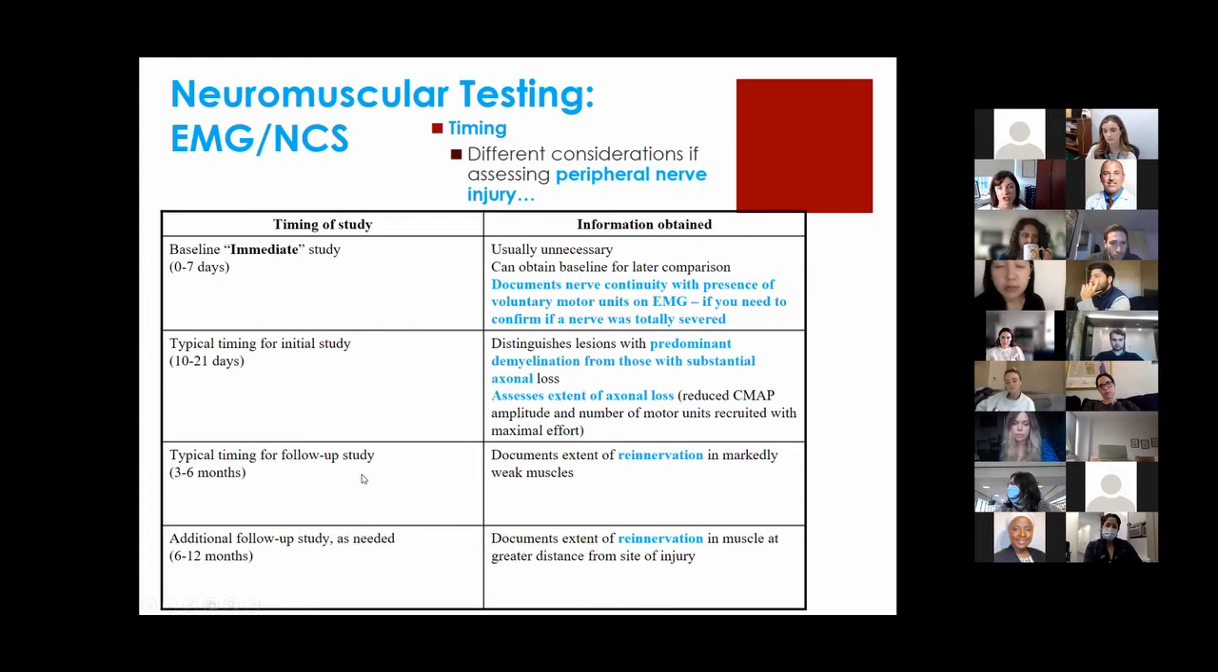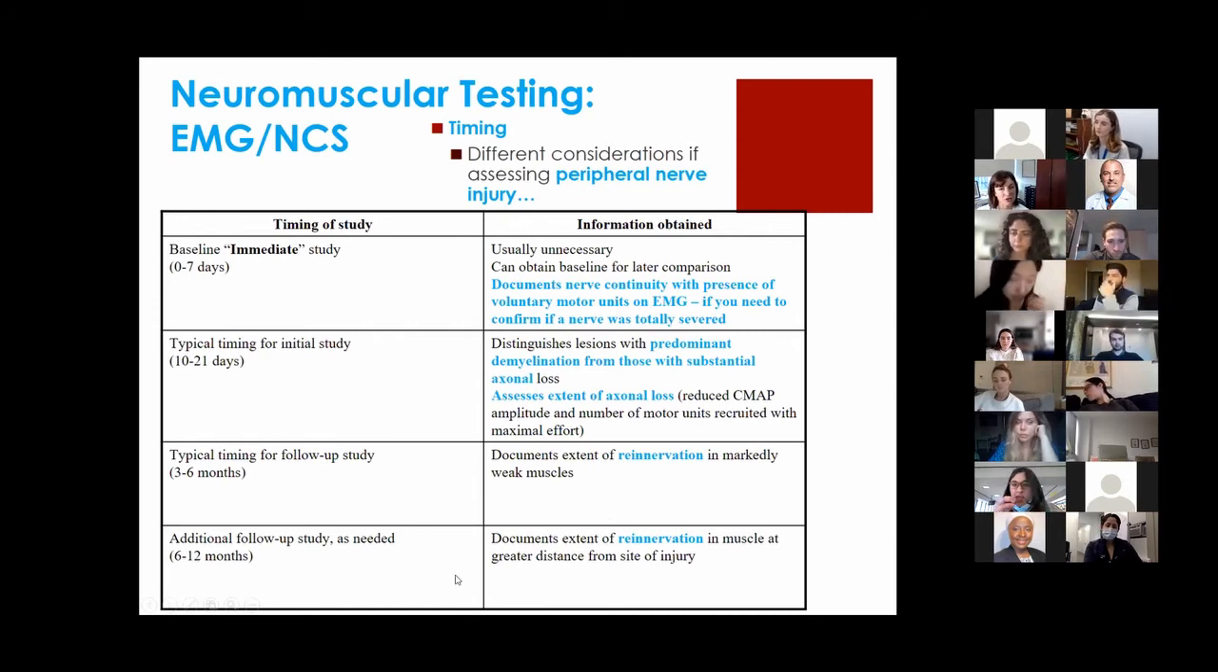Occasionally, there will be patients who've had injuries, or maybe they had a problem and they had surgery for it, and then we want to do a follow-up study to see, are they getting better? Or maybe it's not easy to tell clinically. We may do a follow-up study a few months later. We can look for reinnervation again in muscles that had denervation patterns. And we may do another follow-up study again, even several months after that.